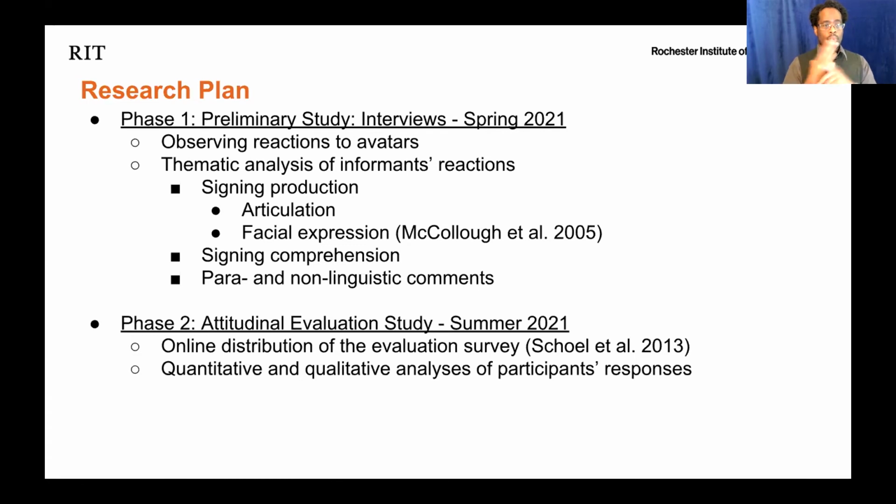Then in phase 2, we'll use questions from language attitudes studies that people standardly use to ask individuals about sign language. Well, really any language, but we're focusing on sign language, of course. So we'll use some questions that have been developed to ask people about their attitudes related to sign language. We want to see why they answer that, why they have these perceptions about sign language. And we will include avatars for the language attitudes study, which I'm very much looking forward to.